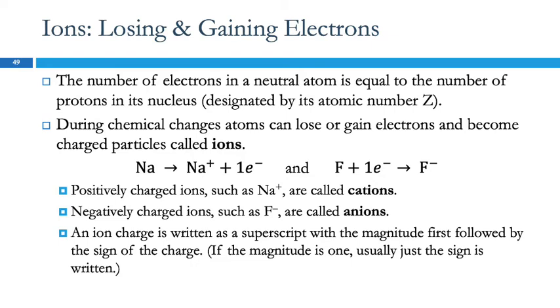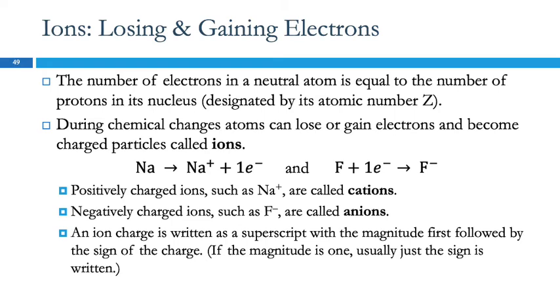So neutral atoms have the same number of electrons as they have protons. But in chemical changes, atoms can gain or lose electrons. They can't gain or lose their protons and neutrons. That's who they are. The electrons are on the outside, floating around. We'll learn what kind of crazy stuff they do. But you can take electrons off of atoms, and you can put electrons onto other atoms. When you do that, it's not an atom anymore.